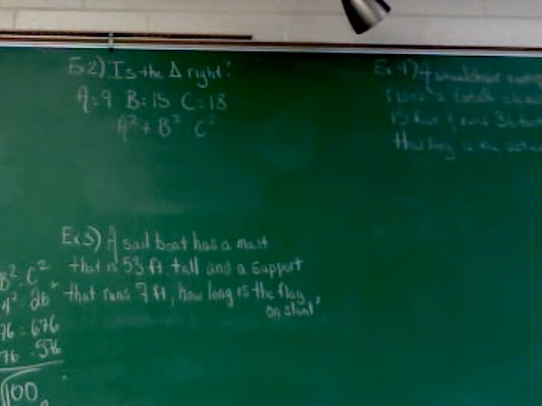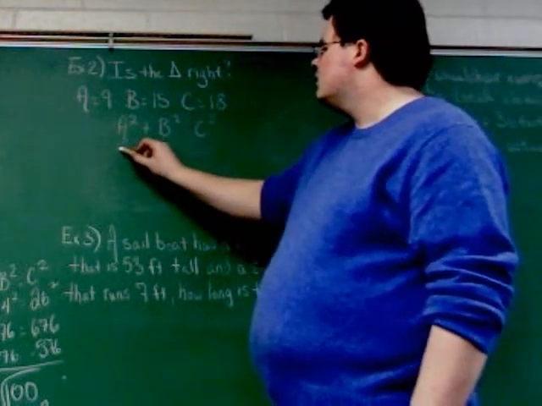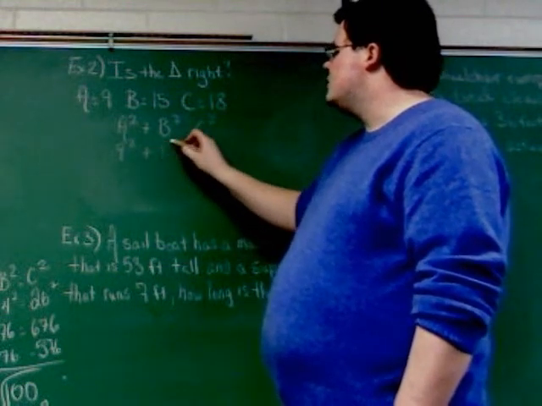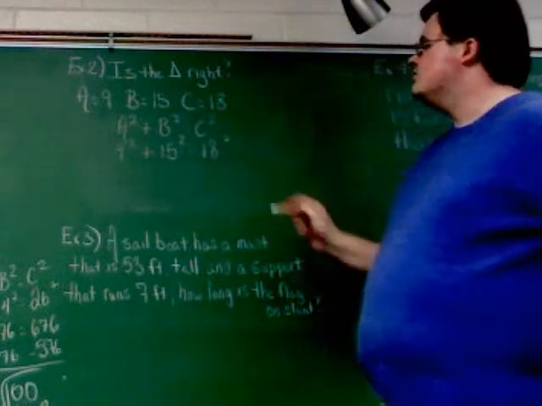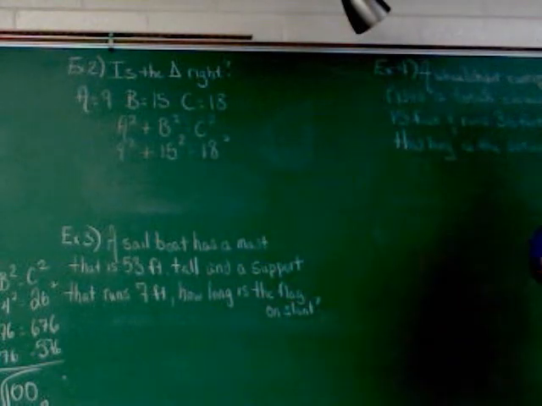What you're going to do is plug the numbers in. Square it all out, add up the left side. If the left side makes the right side, then the triangle is going to be a right triangle. If the left side doesn't make the right side, then it's not. Okay. So, take a look here. A equals 9. So I'm going to change a to 9. 9 squared. B gets changed into 15. 15 squared. C gets changed into 18. 18 squared.